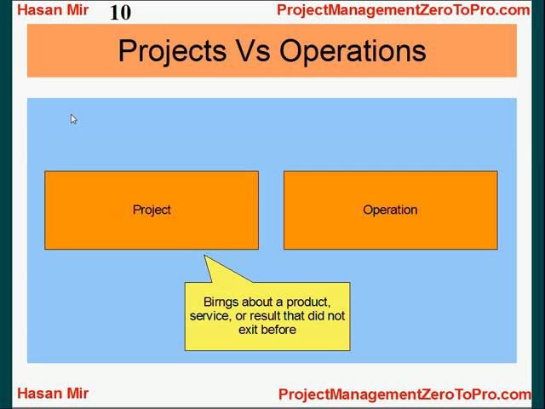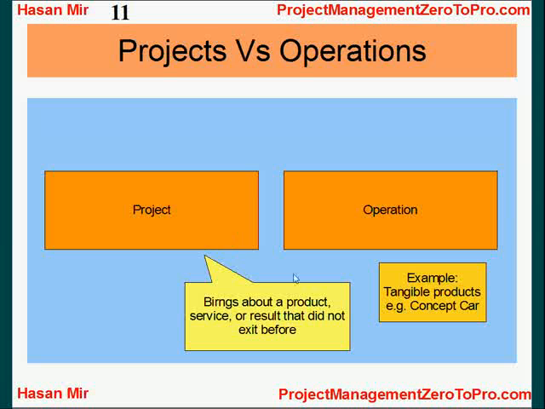The project will bring about a product, a service, or some kind of result that did not exist before. Okay, and operations are basically, since they are cyclical in nature, they will repeat in each period. They don't bring anything unique. A project will bring something unique that did not exist before. Example, tangible products like a concept car that you see in auto shows are the result of a project that had been running, and the goal or objective of the project was to create the concept car that will meet this and that need of the client.